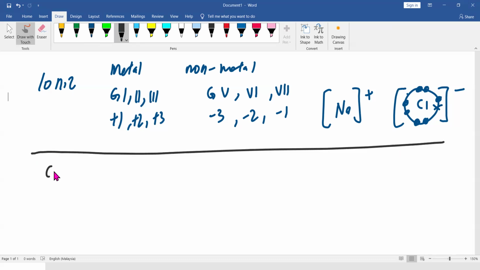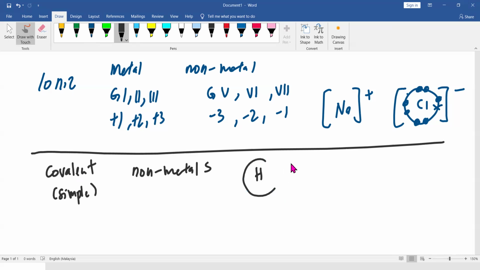After that, we talked about covalent. Covalent is sharing electrons between non-metals only. So the ones that we have learned so far is simple covalent. For example, hydrogen has 1 electron, another hydrogen has 1 electron. They share 1 pair of electrons. So remember, we drew all this before. We drew ammonia, we drew carbon dioxide, we drew all these covalent bonds. So covalent bonds is basically sharing a pair of electrons.